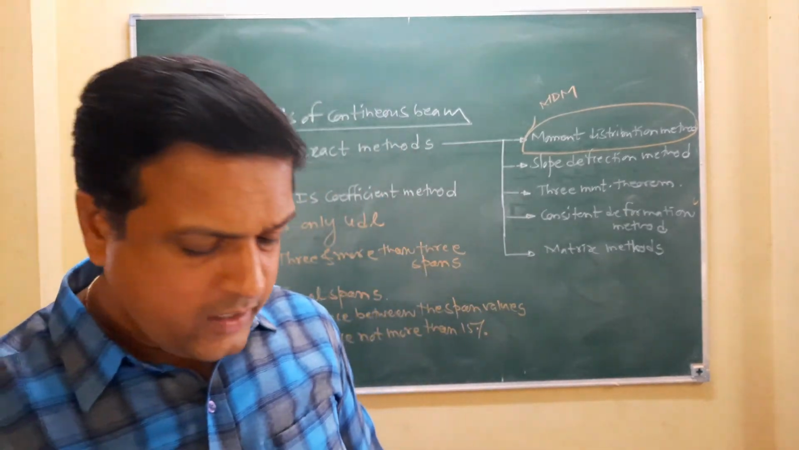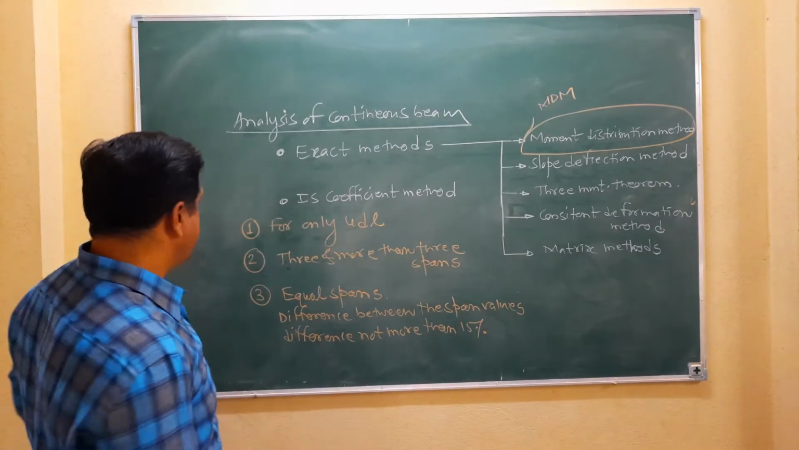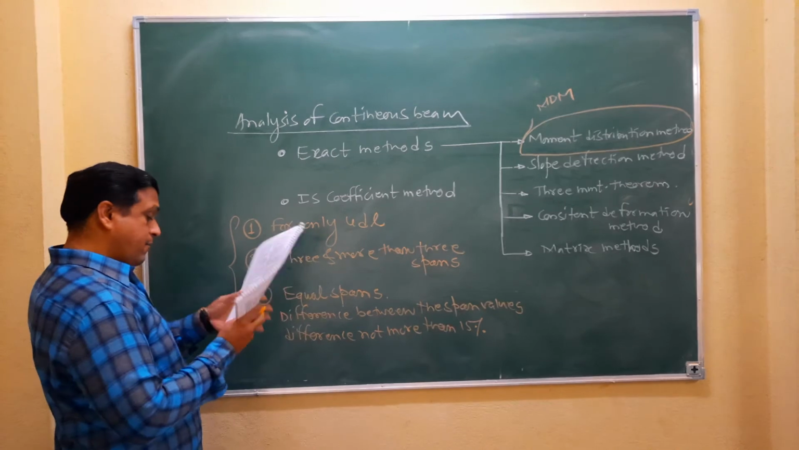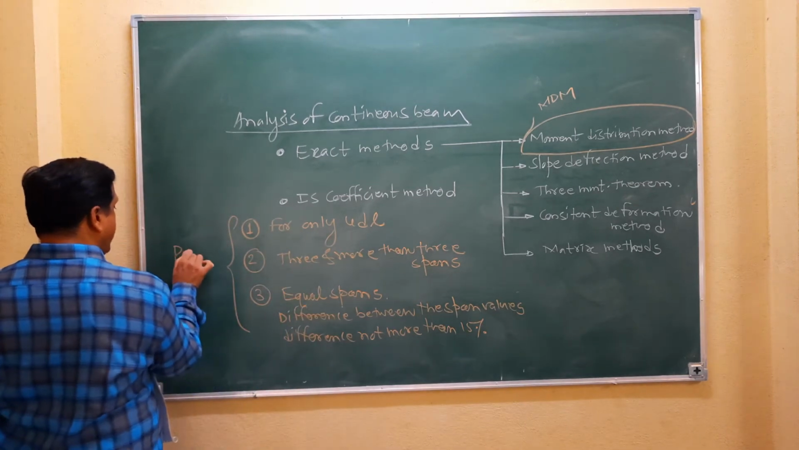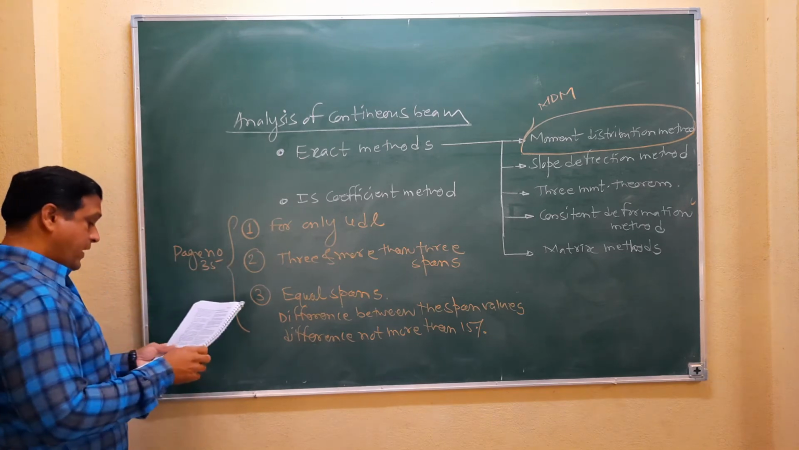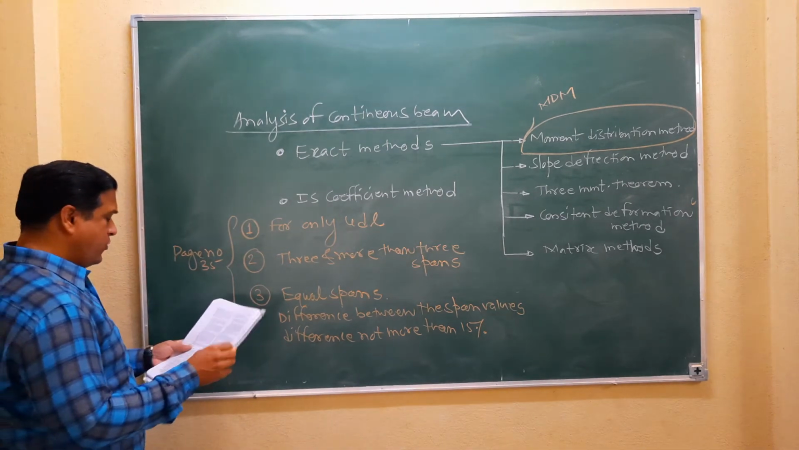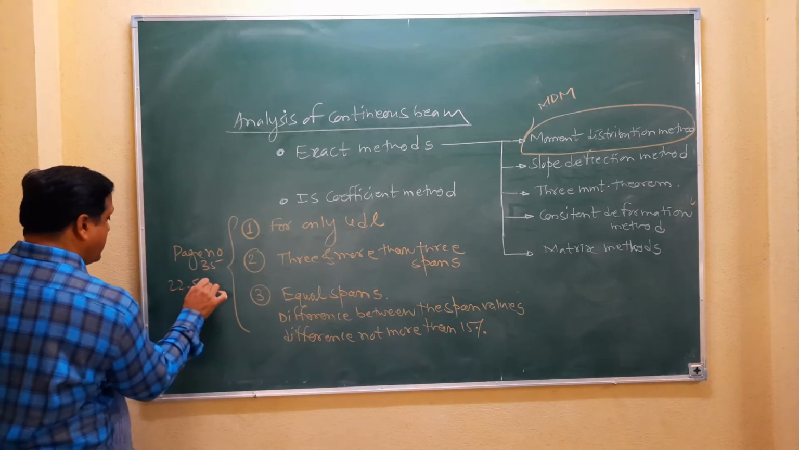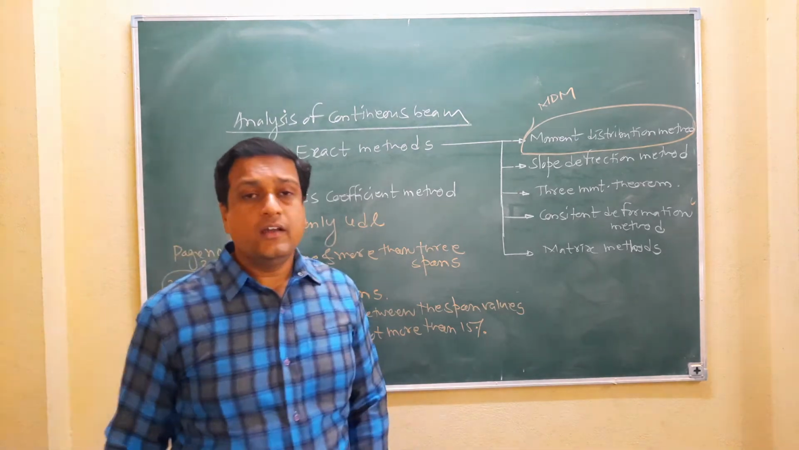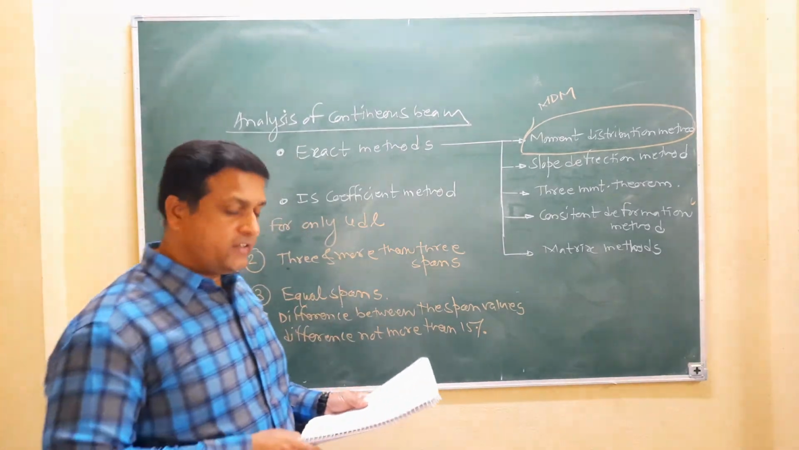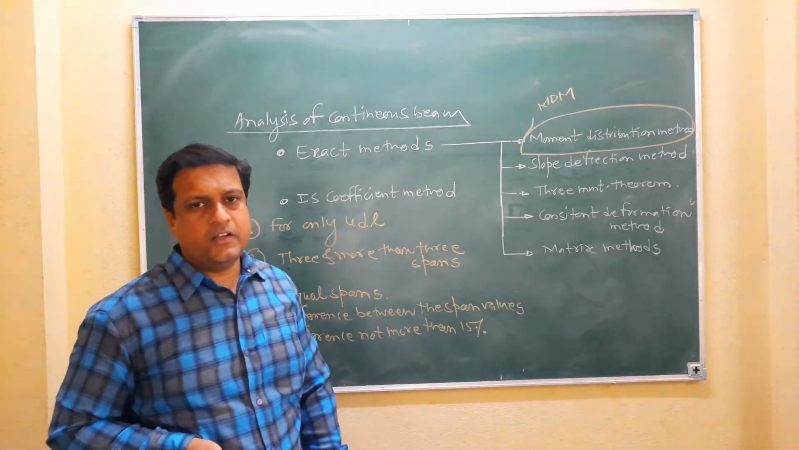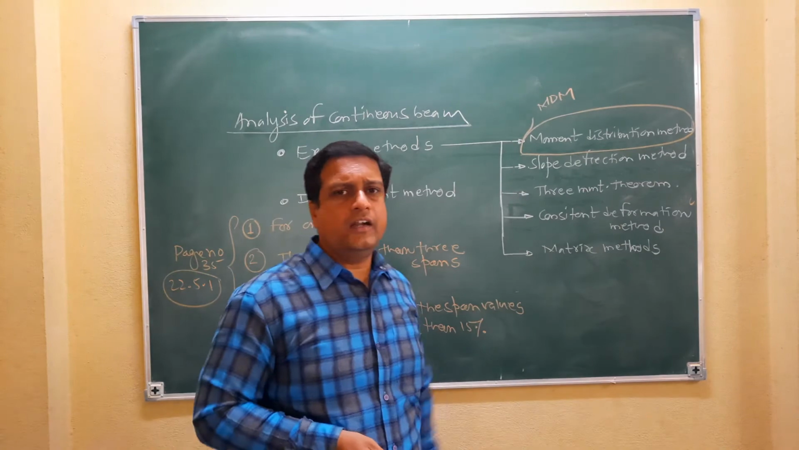So these points are all given on page number 35, clause number 22.5.1. Refer to this clause and use the IS code coefficient method. Otherwise, go for the moment distribution method. This is for the continuous beam.